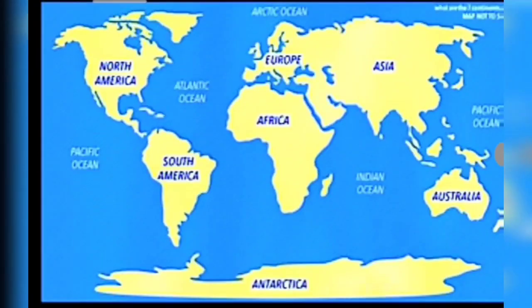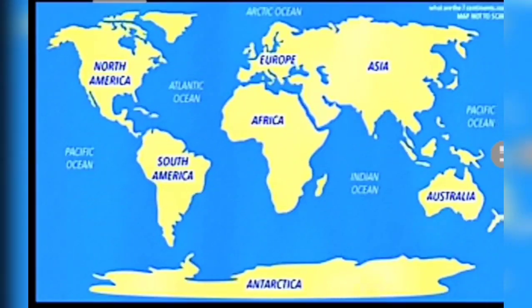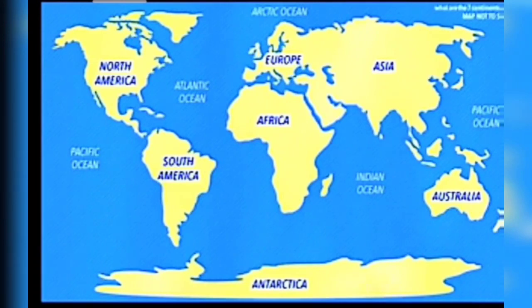First of all, by checking this map you can understand easily, because you might have learned in the lower classes itself: 7 continents and 5 oceans. What are the continents? North America, South America, Africa, Europe, Asia, Australia and Antarctica. These are the 7 continents.